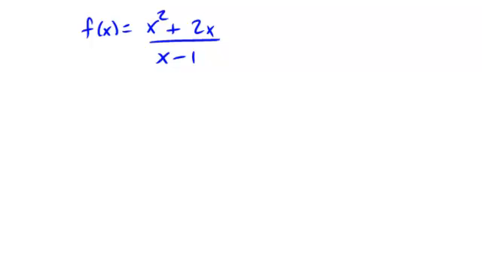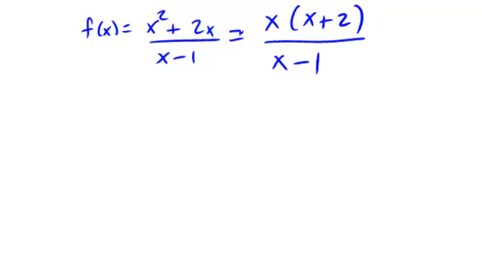Okay, so in this video, we're going to graph a rational function that has an oblique asymptote. Let's first factor this. So we have x times x plus 2, and that's going to be over x minus 1. Okay, let's get down the important information.